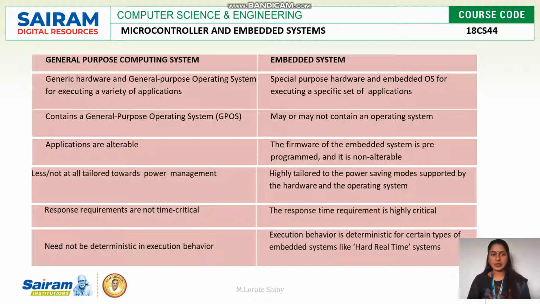First point, general purpose computing system. It's the combination of generic hardware and a general purpose operating system, and this computing system can execute a variety of applications. But an embedded system is a combination of special purpose hardware and embedded operating system, and it will execute only a specific set of applications. Okay. A general purpose computing system has a general purpose operating system, but an embedded system may or may not contain an operating system. If an operating system is present, it will be an embedded operating system.